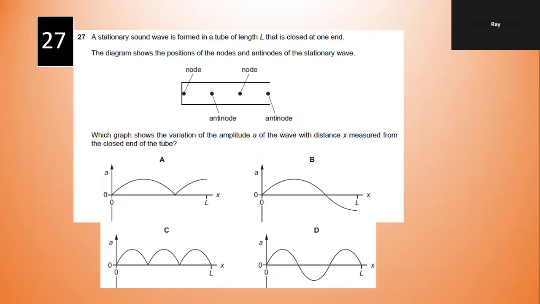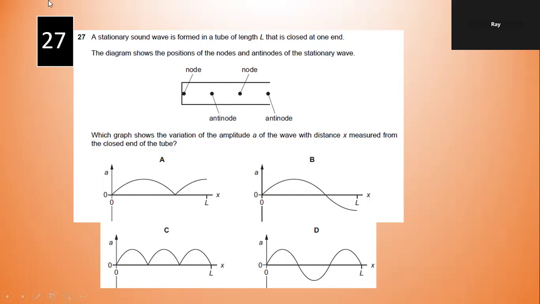A stationary sound wave is formed in a tube of length L that is closed at one end. The diagram shows the position of the nodes and antinodes of the stationary wave. Which graph shows the variation of the amplitude A of the wave with distance x measured from the closed end to the open end? Okay, what's your answer? I think it's A.